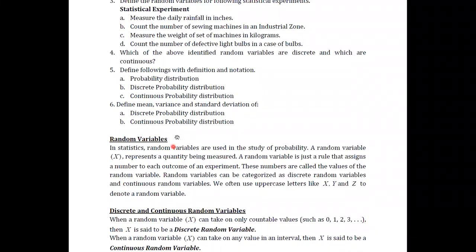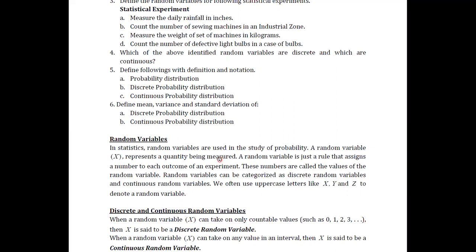First, we will look only at what a random variable is. In statistics, random variables are used to study probability. Therefore, if you are going to study the concepts of probability, then random variables are widely used. Generally, a random variable is represented using an uppercase letter. We just use a letter like X to represent a random variable, and a random variable is meant to be a quantity being measured.